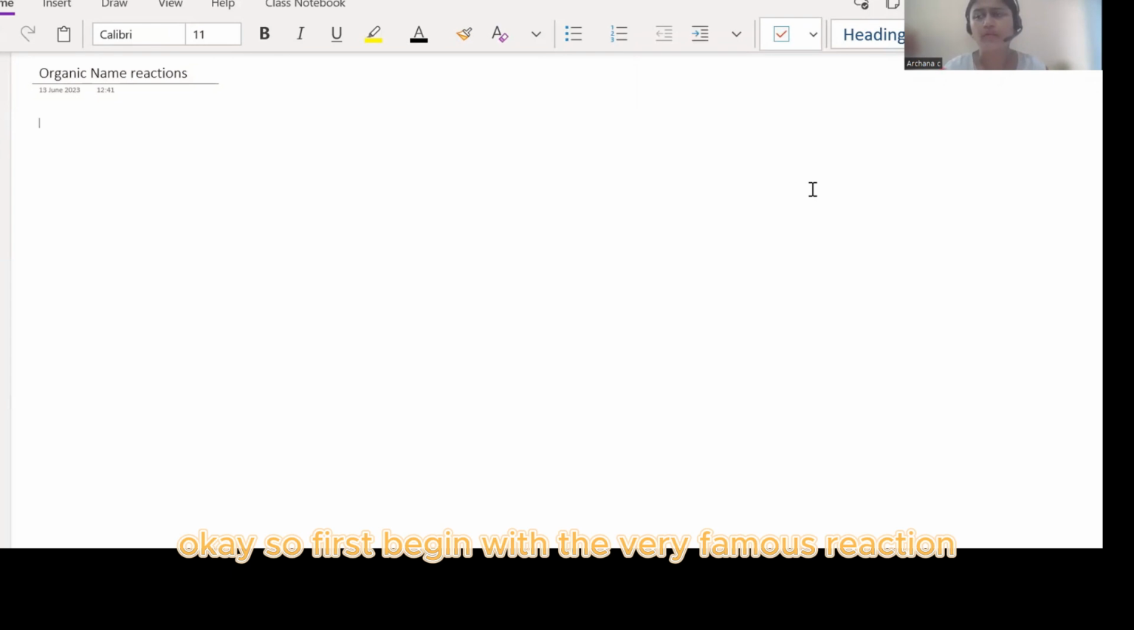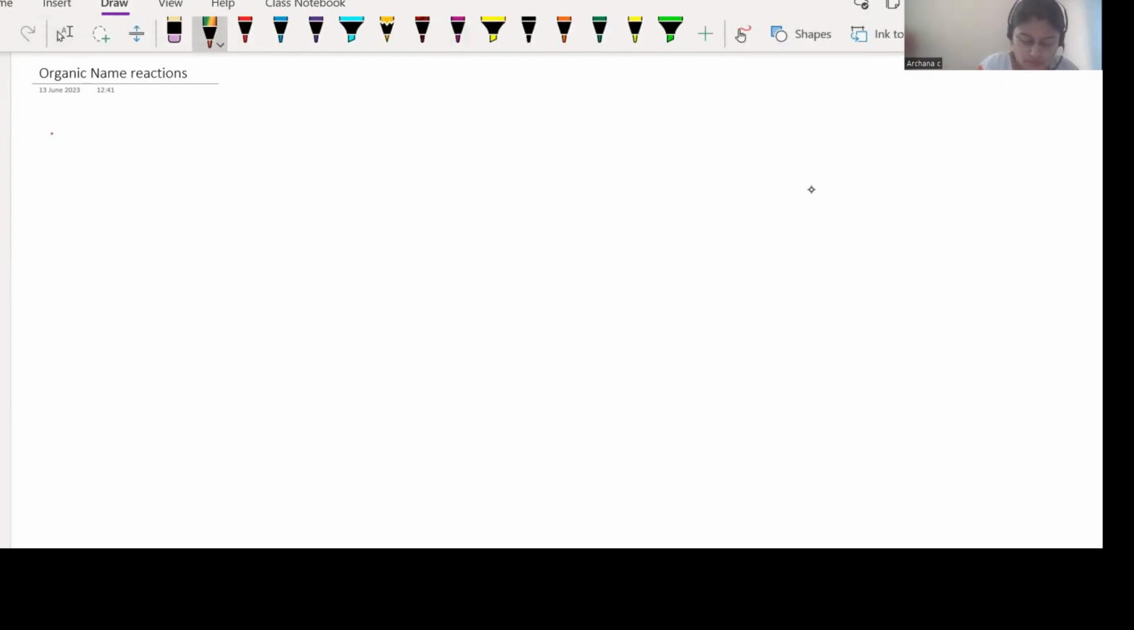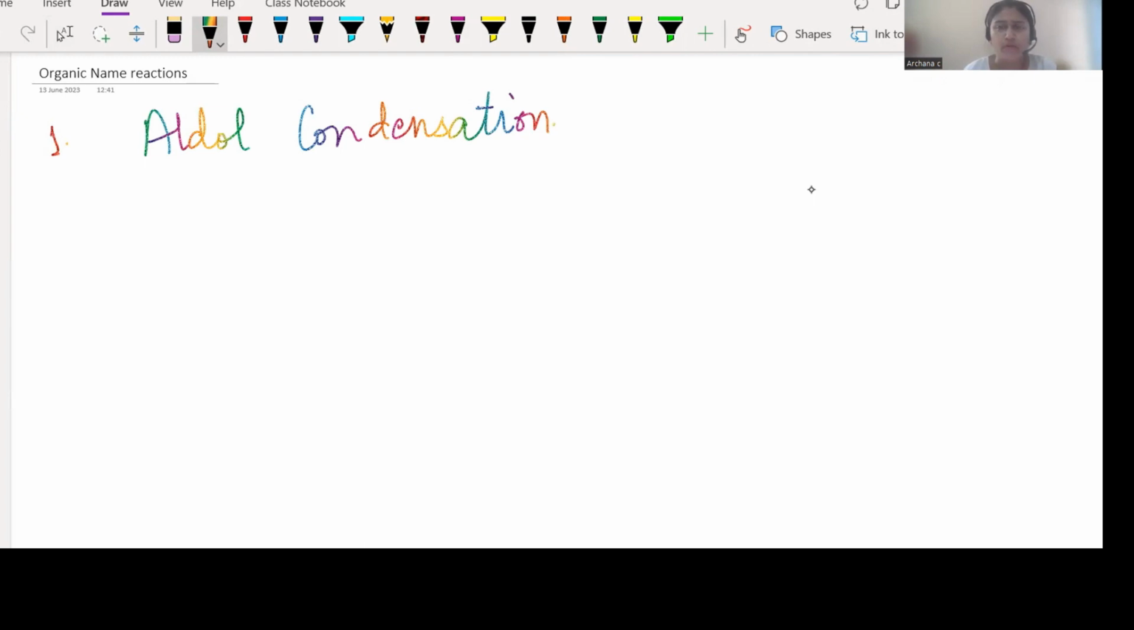So, first begin with the very famous reaction, that is Aldol condensation. This reaction involves carbonyl compounds, mainly aldehyde, which have alpha hydrogen. So, let us first discuss about this reaction. Then we will consider the examples.